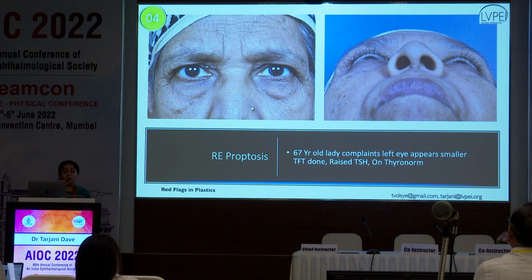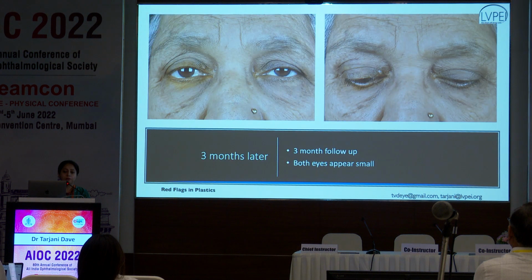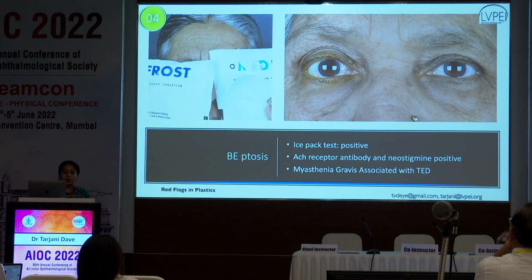But you also have a subgroup of patients with thyroid eye disease. Now, this is another lady. She has this temporal flare. She has a systemic thyroid abnormality and was kept under follow-up. And look at what happens 3 months later. She's come with drooping of both the eyelids. And when you do an ice test, like Akshay so nicely demonstrated in his video, immediately you see an improvement in the ptosis. So this is myasthenia gravis associated with thyroid eye disease.